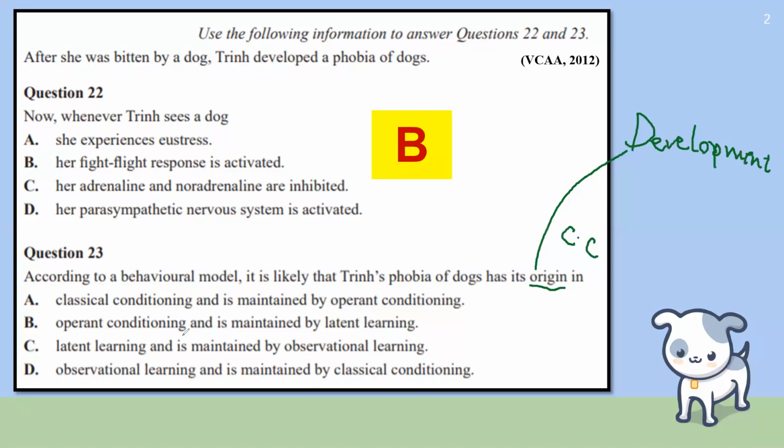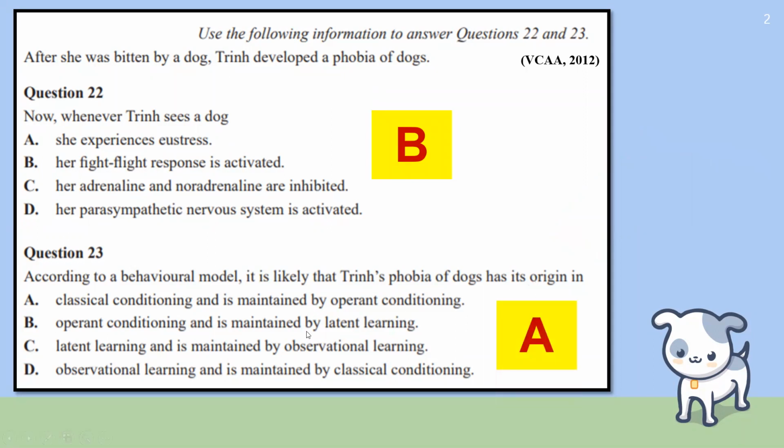So let's read the options. Has its origin in classical conditioning and is maintained by operant conditioning? That looks correct to me. Latent learning is not in our study design, so we automatically eliminate that option. Again, option C is not that. Option D, we never learn about observational learning with reference to specific phobia in terms of development or maintenance. So the best one here would be option A. Okay, so that is the correct answer, because classical conditioning leads to the development of phobias, and phobias are then maintained through operant conditioning and principles like avoidance behavior and negative reinforcement. So hopefully you guys got both of those answers correct.